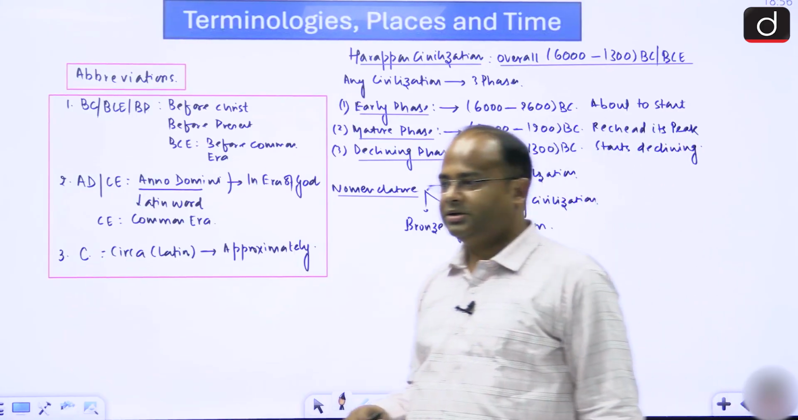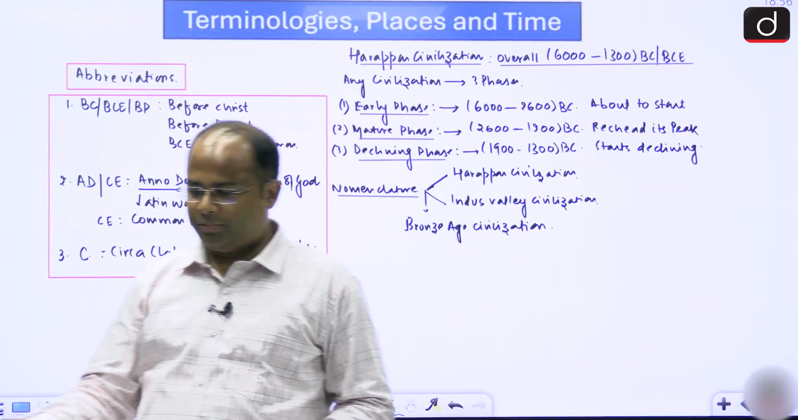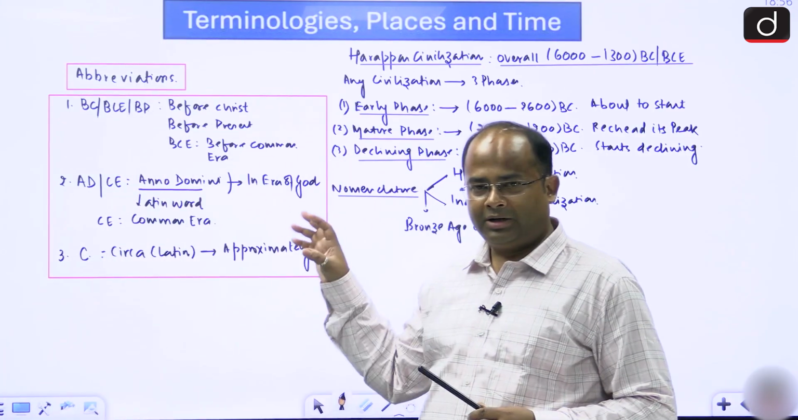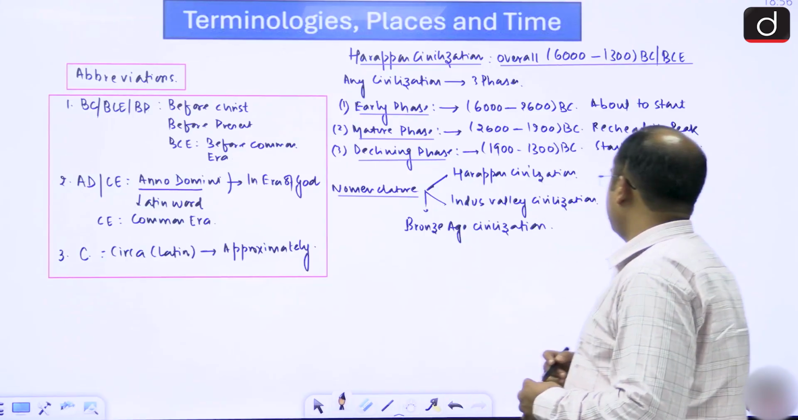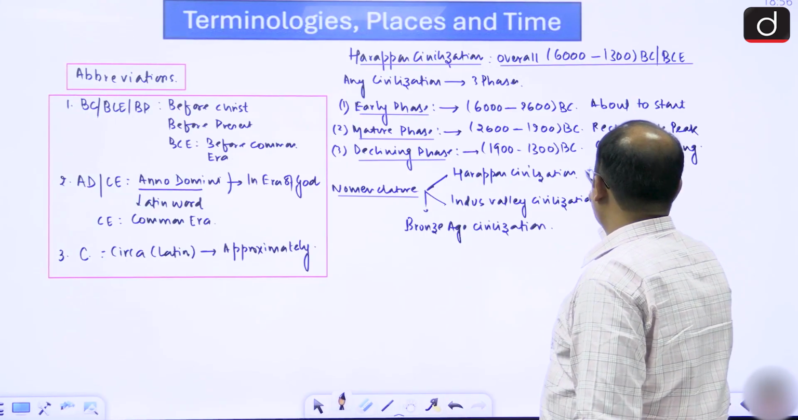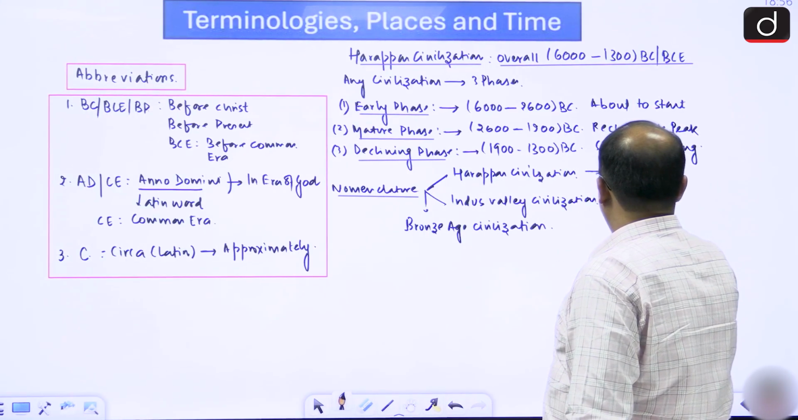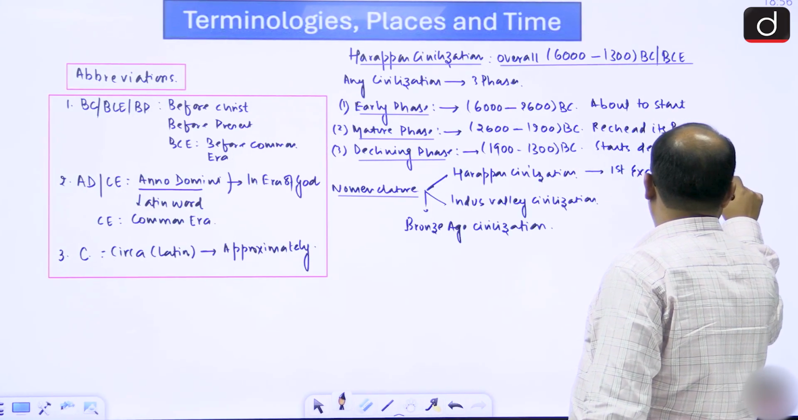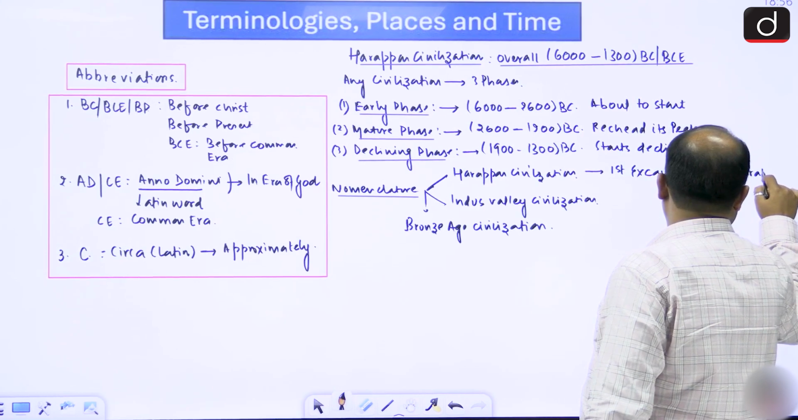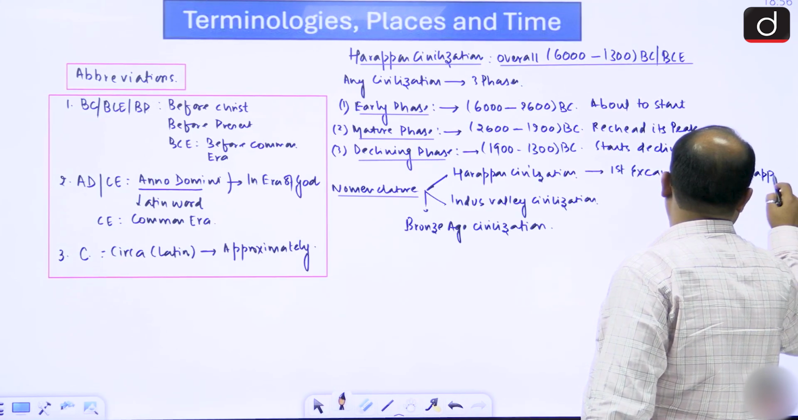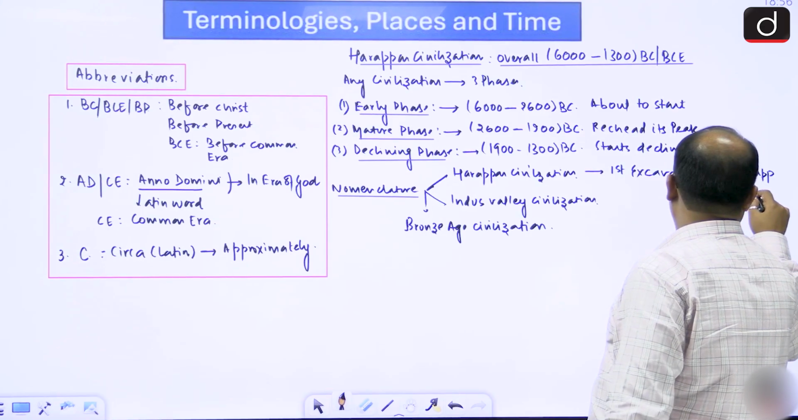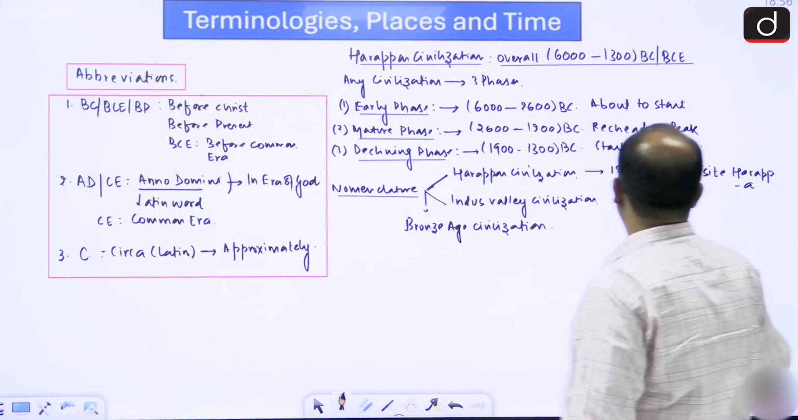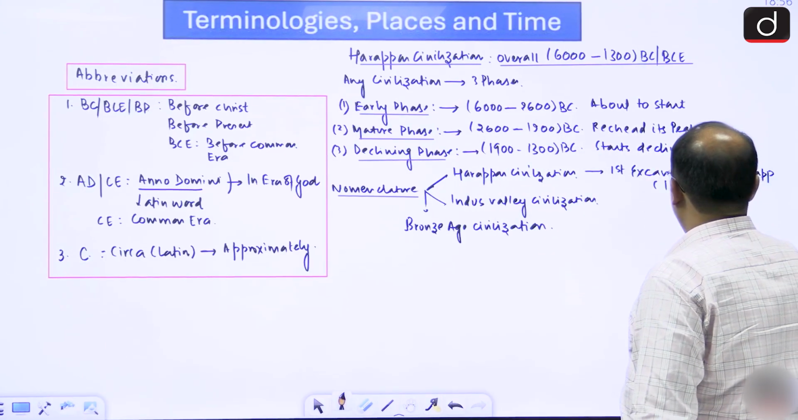So what are the reasons for these three different names? First of all, we will start with this discussion. Now guys, why is it called Harappan civilization? Because the first excavated site was Harappa, and that was excavated in the year 1921.